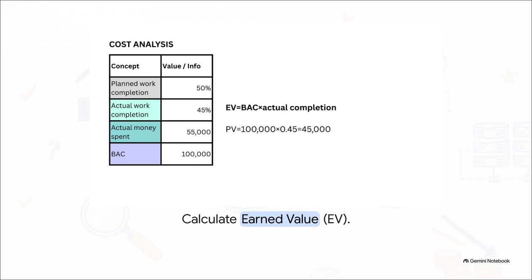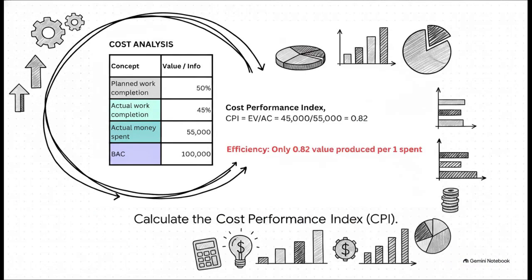Now, let's calculate the real story, earned value. The formula is our budget at completion multiplied by our actual work completion percentage. So we multiply our $100,000 budget by our 45% actual completion rate. That gives us an earned value of $45,000. We planned for 50, but we only earned 45. Yikes! So let's see how this builds into our absolutely most critical metric, the Cost Performance Index, or CPI.